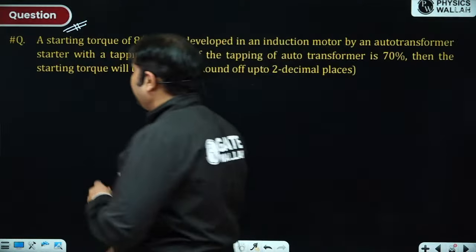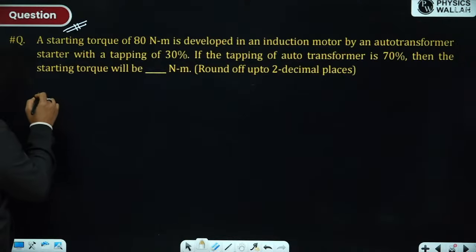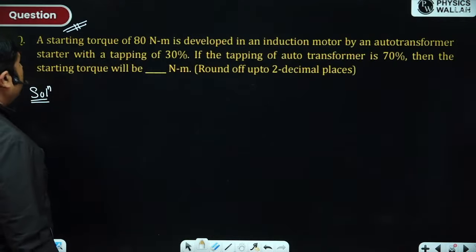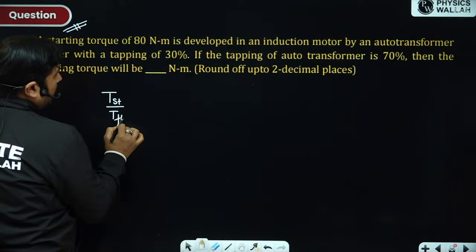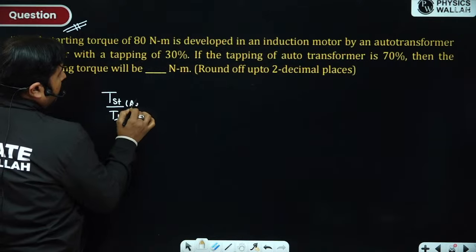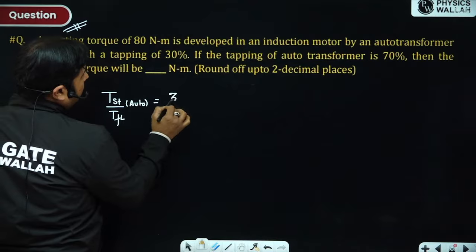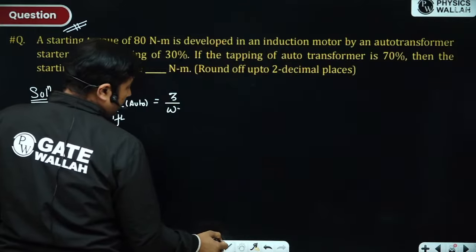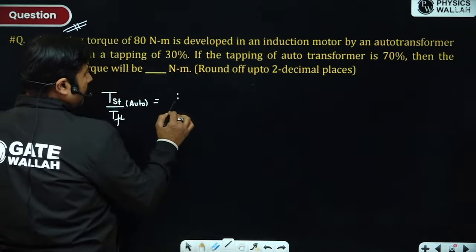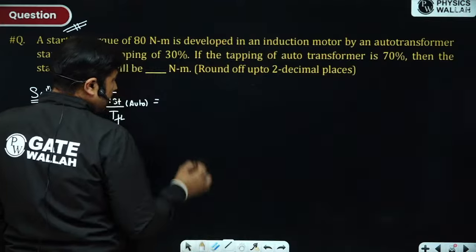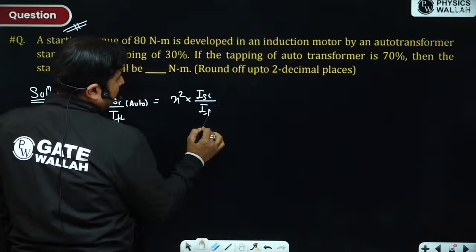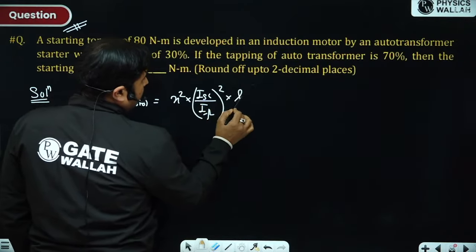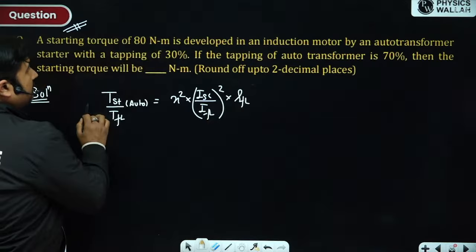Now come to this one. Starting torque of 80 Newton meter is developed in an induction motor by an auto transformer starter. So starting torque by full load torque in the case of auto transformer starting is x square times (ISC by IFL) square into SFL. Is it okay? Yes, sir.